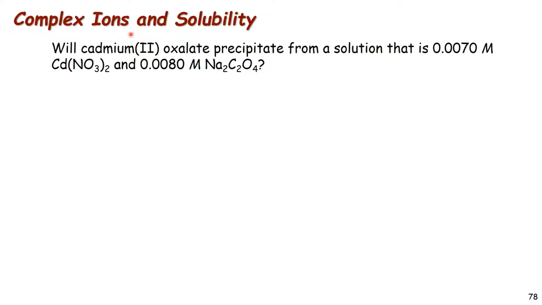So we want to know if cadmium 2 oxalate is going to precipitate out in a solution that also contains, well, let's just look at this one first. This is just the solubility problem here. We want to know, will cadmium 2 oxalate precipitate from a solution that's 0.007 molar cadmium 2 nitrate? Again, we have the nitrate.